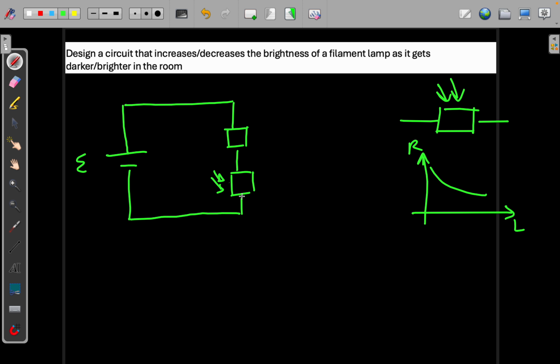What you find as the light level increases here, its resistance goes down. And if the resistance goes down here, then the voltage across this would go down as well. So as the resistance goes down, the voltage goes down. If the voltage goes down here, the voltage goes up here because it has to add up to the EMF. So the EMF is divided up between these two resistors. So if the resistance goes down, the voltage goes down, because V is proportional to R. So resistance down, voltage down. Just using Ohm's law.